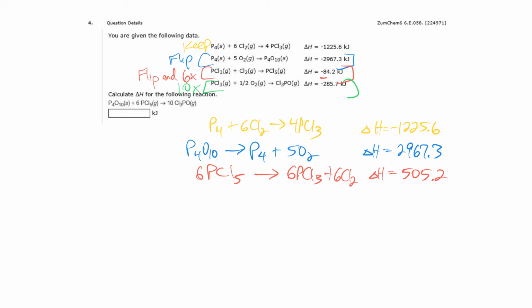Lastly, the fourth equation. Keep everything on the same side, but the coefficients are 10 times as high. Yikes.